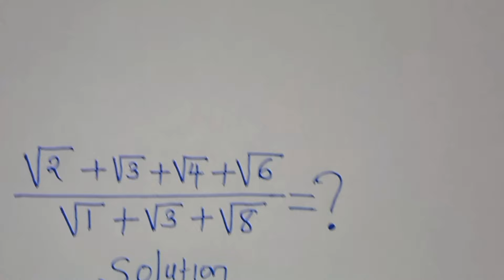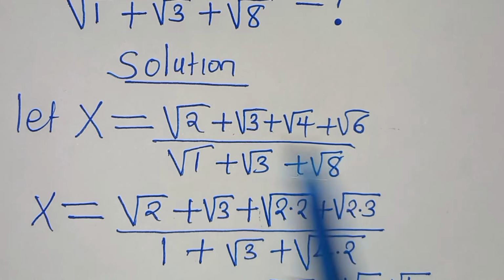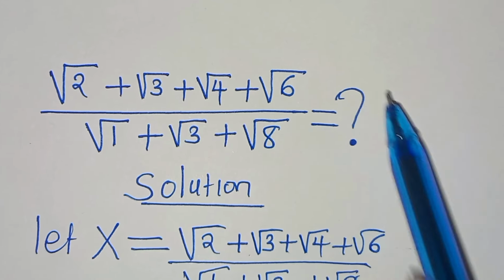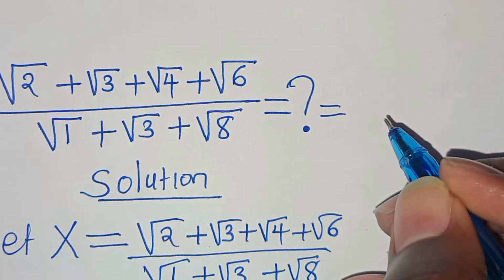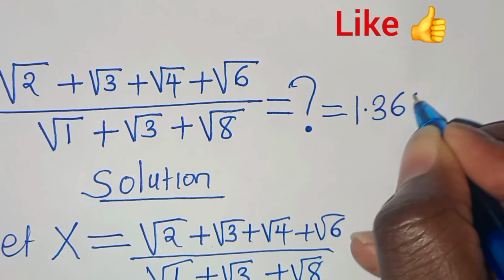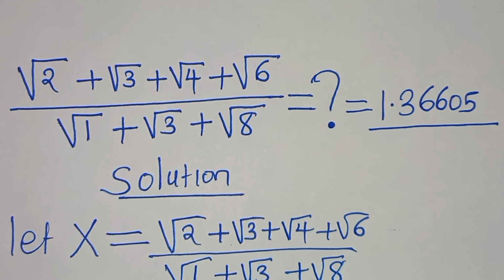If you recall, we have seen that let x be equal to this square root problem here, and this means that the solution to this problem here, this is the same thing as 1.36605.